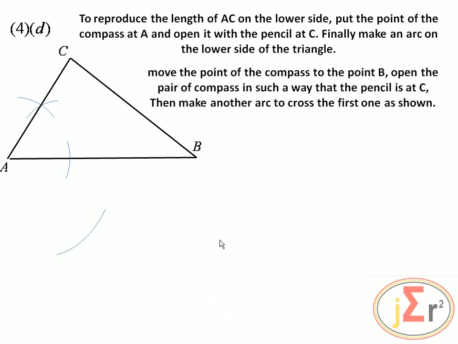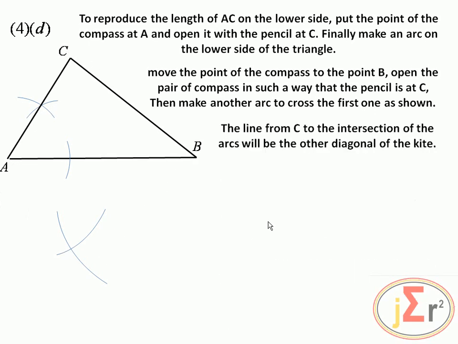And then we move the point of the compass to B. Open the pair of compasses until the pencil is at C. Then we make another arc to cross the first one as we have right there. Good. Then we are sure now that we have AC reproduced in length right there, and of course BC reproduced in length right there. So we still have the frame of the kite. So the line from C to the intersection of the arcs will be the other diagonal of the kite.